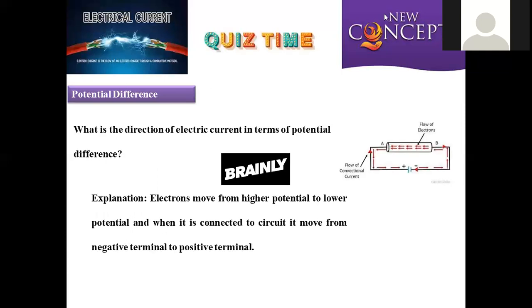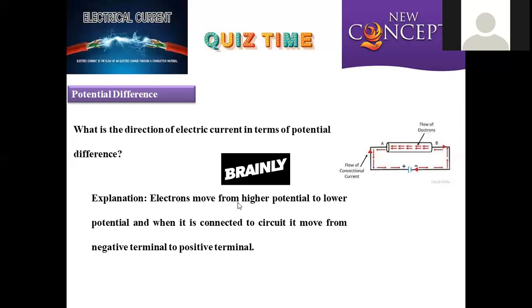Now, another question was posed for you. This is the time for the question. What is the direction of electrical current in terms of potential difference? So with respect to potential difference, what will be the direction of electrical current flow? I collected this answer from Brainly. Thank you very much for your valuable information in this regard.